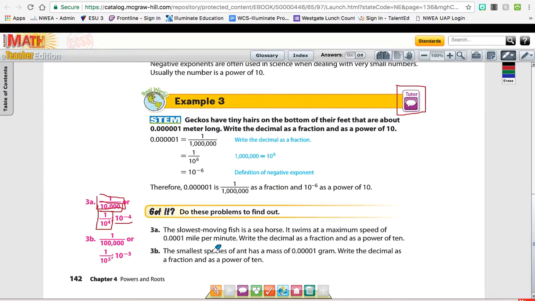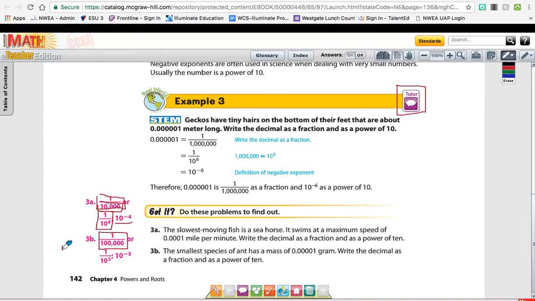Okay? And on 3B, 0.00001 is pronounced 1/100,000. So this part should not be new to you. You should be able to write that as a fraction by just counting the decimal places.